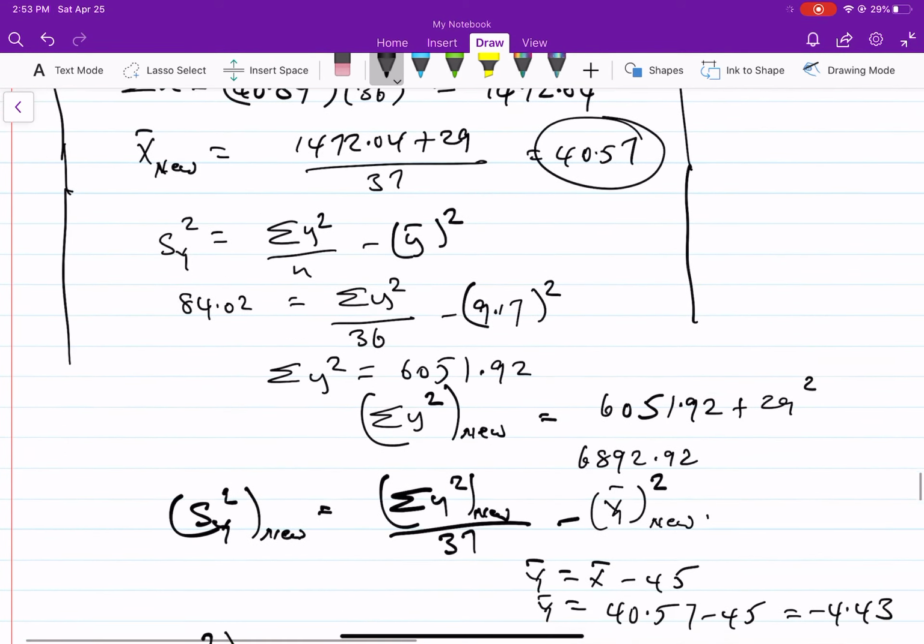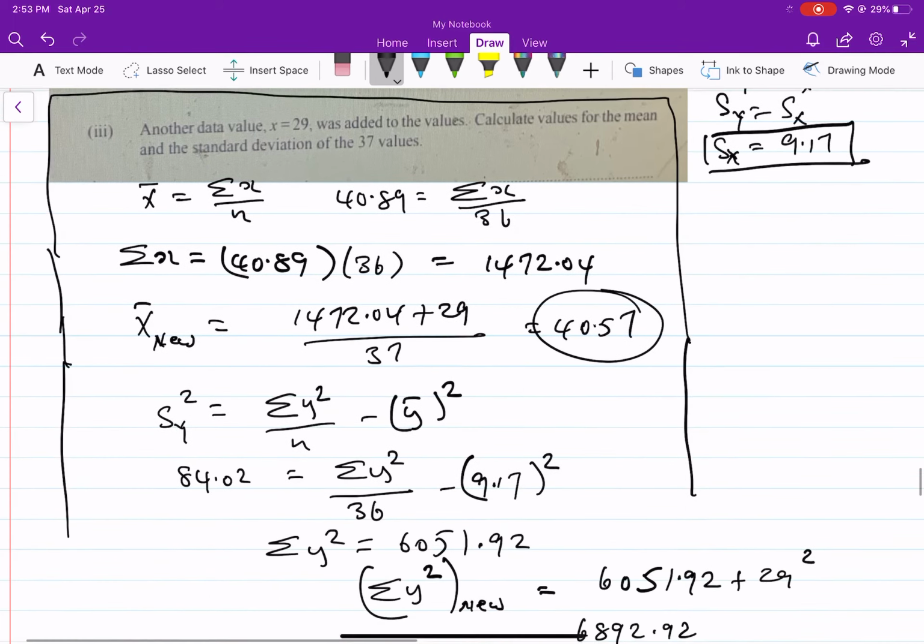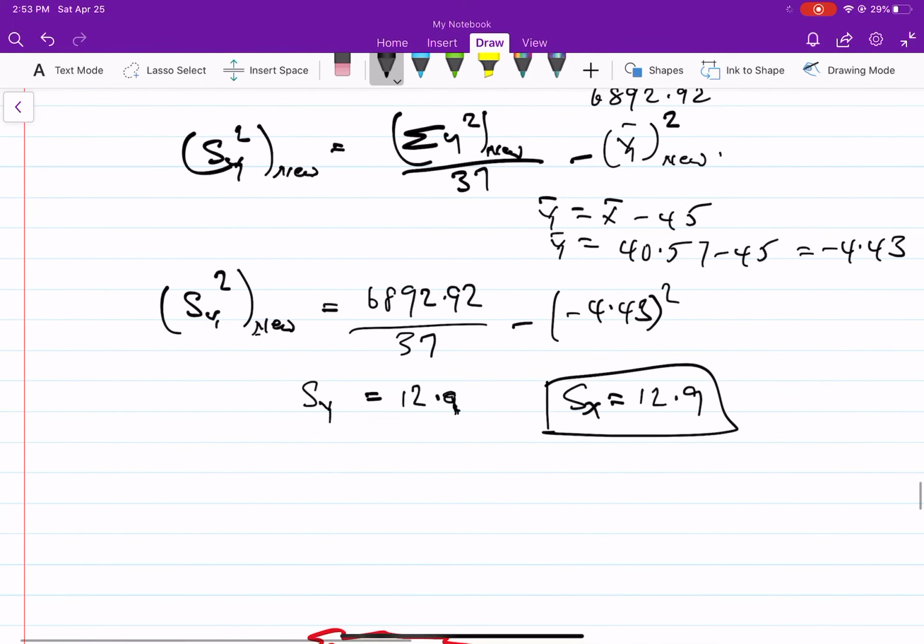What was the old standard deviation? 9.17. All right. I have a feeling I have to check over these numbers. I probably don't have to make any corrections, but if I do, I'll do it in the next video.